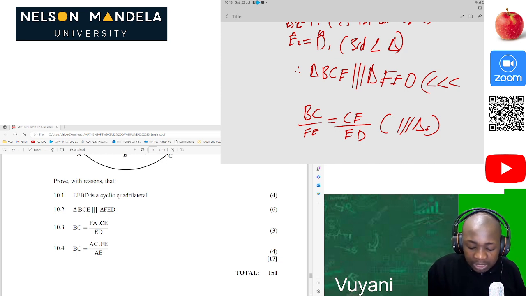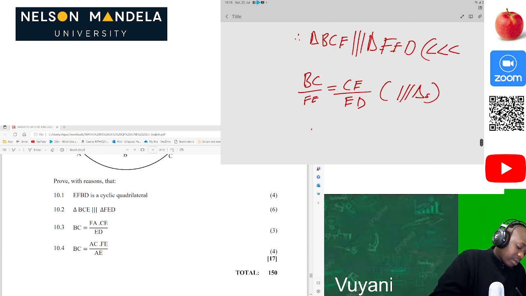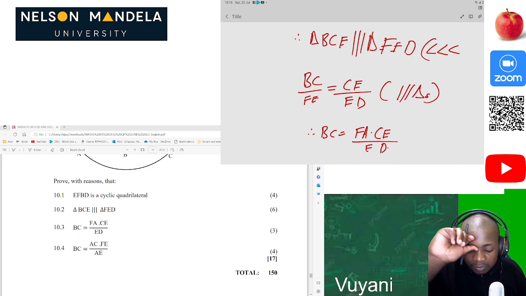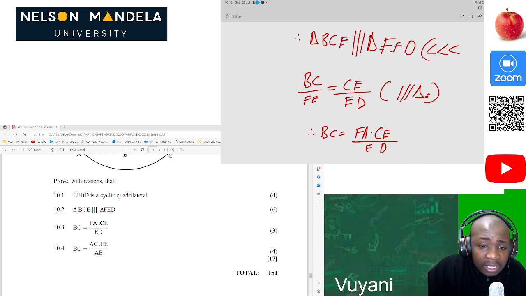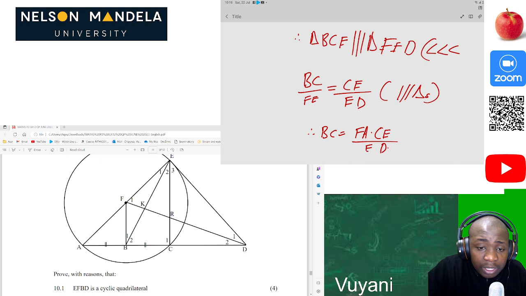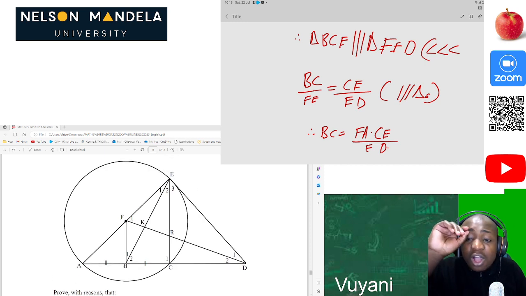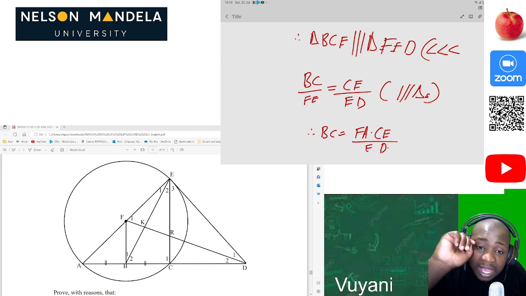Then we make BC the subject of the formula. Therefore BC will be equal to FA times CE divided by ED. Then we're happy, because we know that FA and FE are equal to each other. That's why this is the correct reason. Why are they equal? Someone is asking even now. A line from the center to the circumference is a radius, so FA is equal to FE.